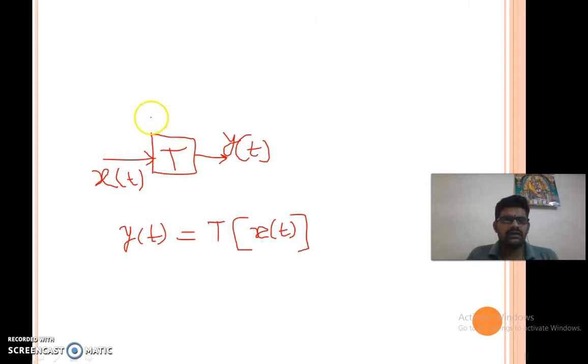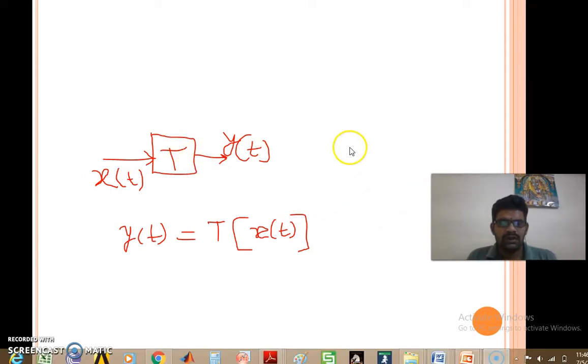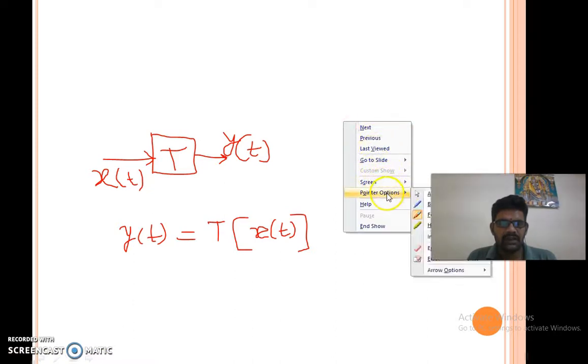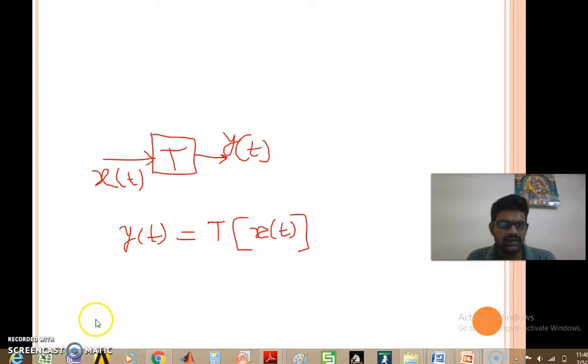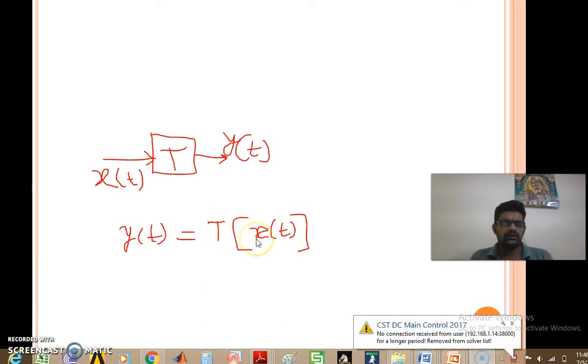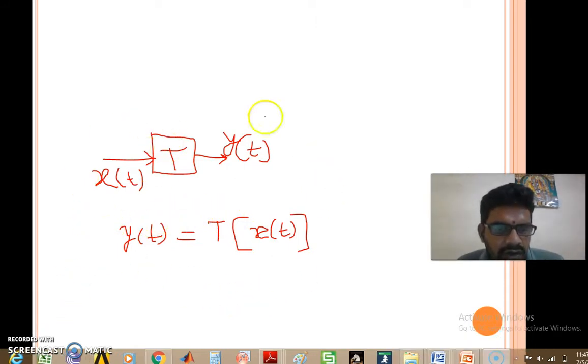As we know, a system is a block which takes inputs and produces some output. Here x of t is the input and y of t is the output, where T is the transform tool that is used to transform the input and produce the output. So y of t can be related as a transformation of the input. This is the general notation of any system.